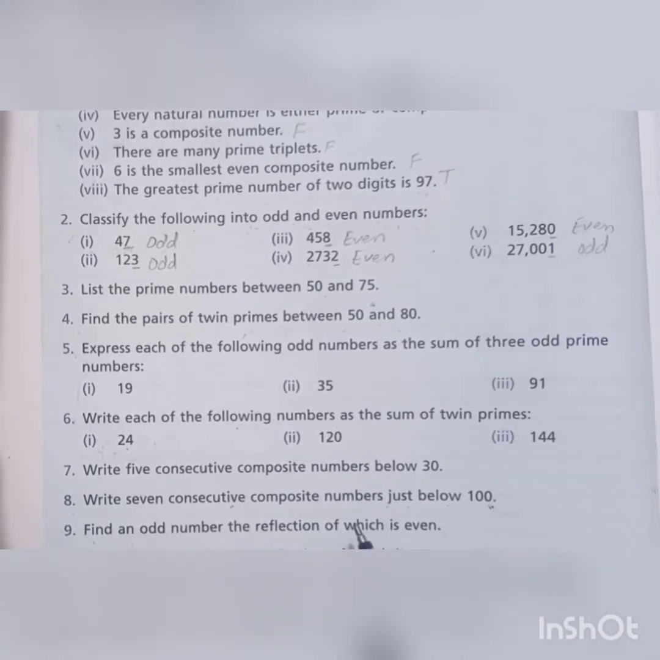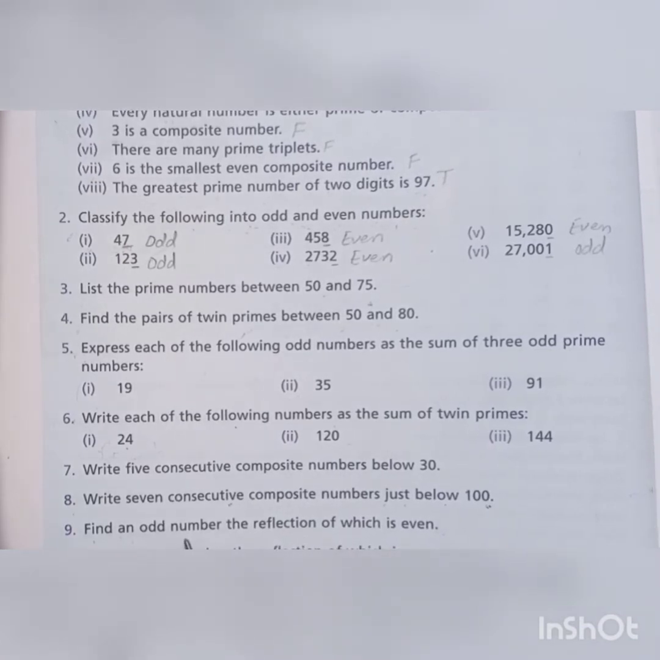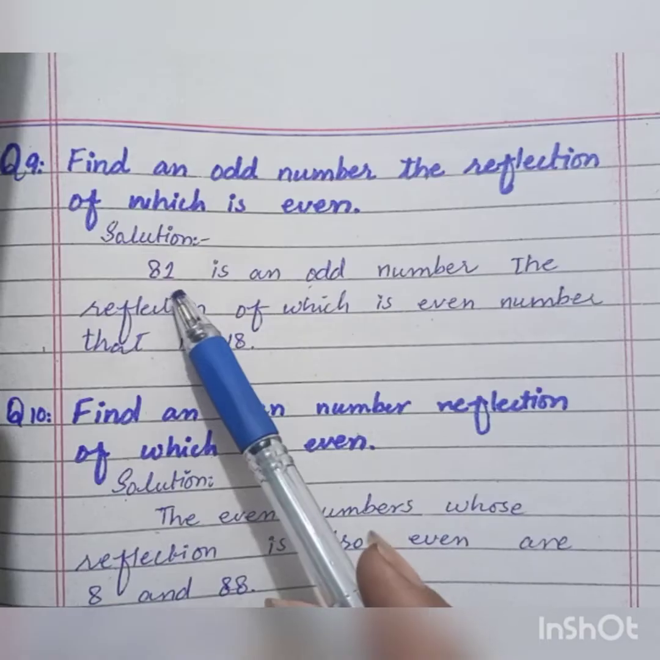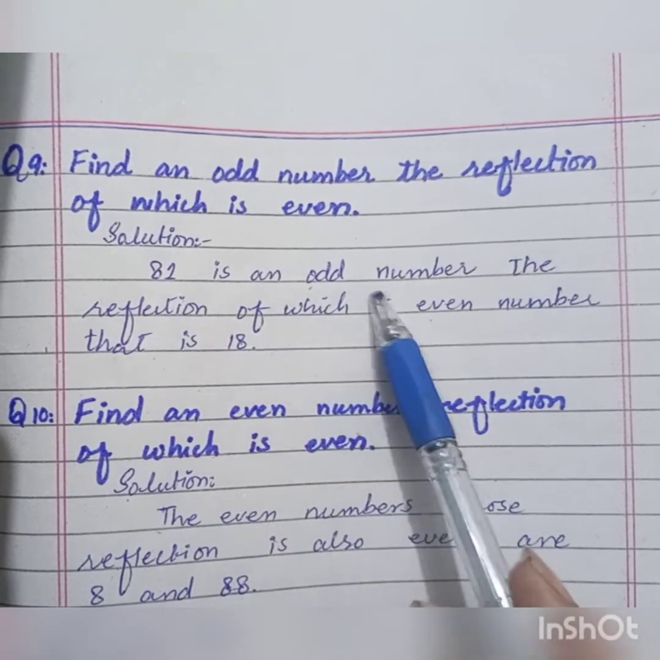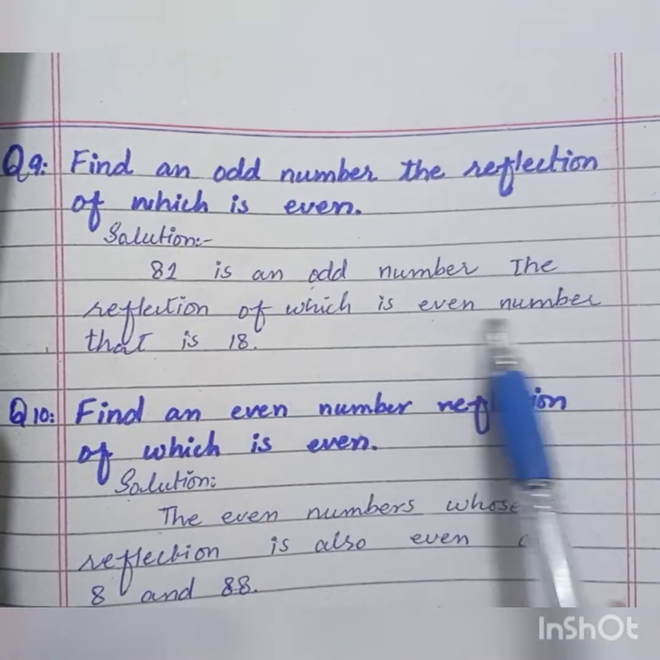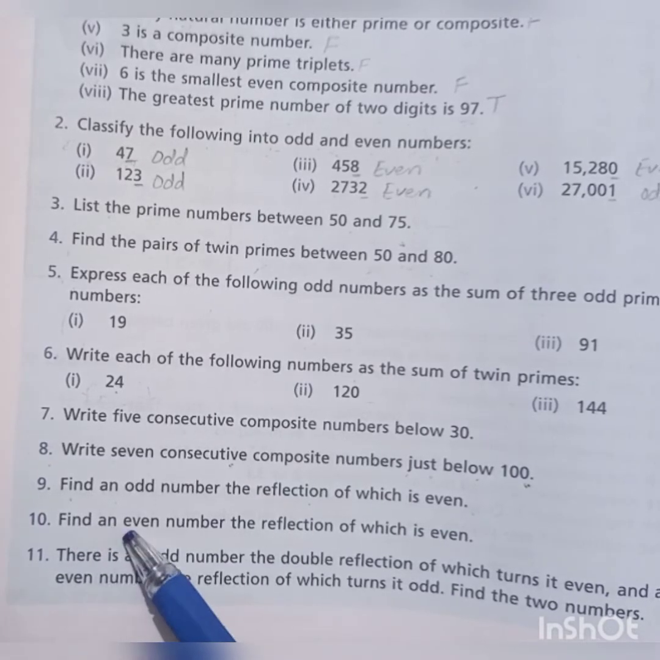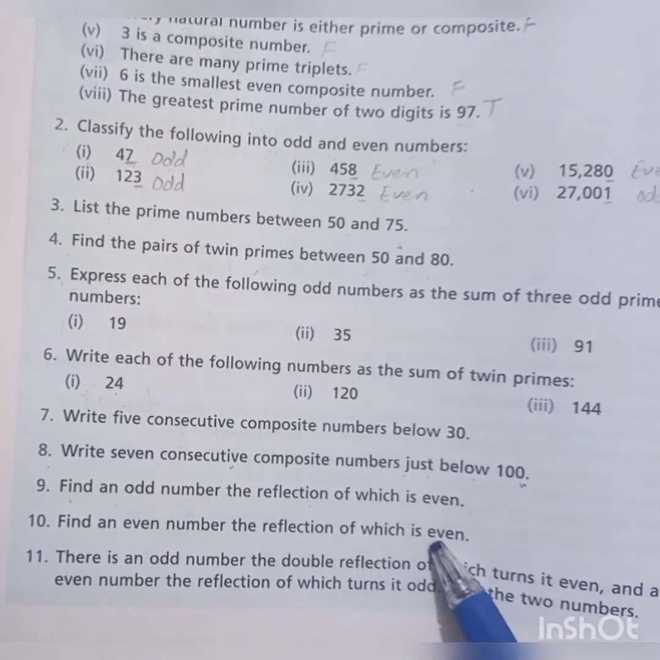Now students, let's move towards question number 9, that is find an odd number the reflection of which is an even number. So we have to find that odd number whose reflection or mirror image should be an even number. Now students, you can see here at the right side the number is 81 and 81 is an odd number, and if we see its mirror image then you can see at the left side that is 18 and 18 is an even number. Now the solution is 81 is an odd number the reflection of which is an even number, that is 18.